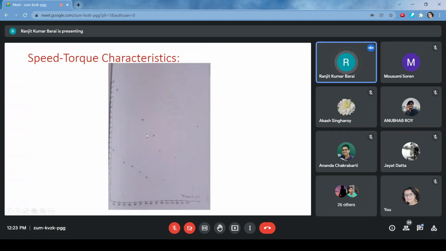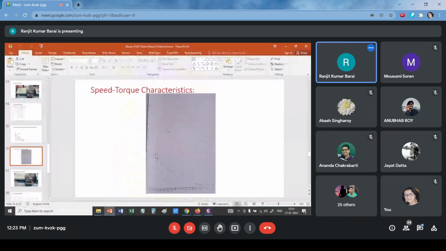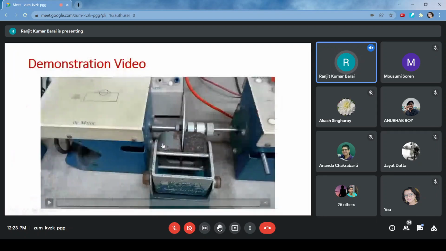Sometime back it was performed, so I took a snap of that page to show you how the characteristics should look. Individual characteristics are almost linear, but in the transition from one to another there is some non-linearity, I can say. Now, let us see this video.